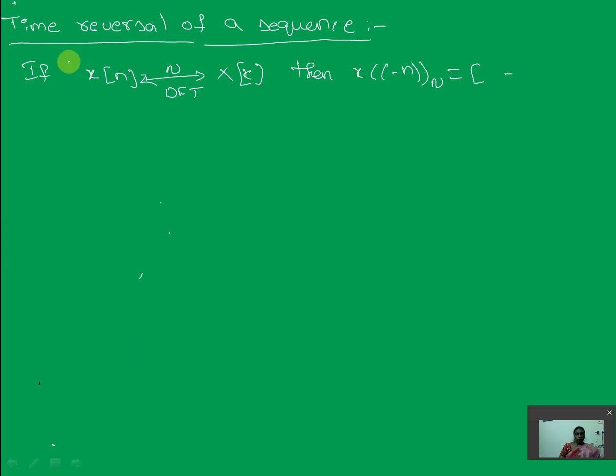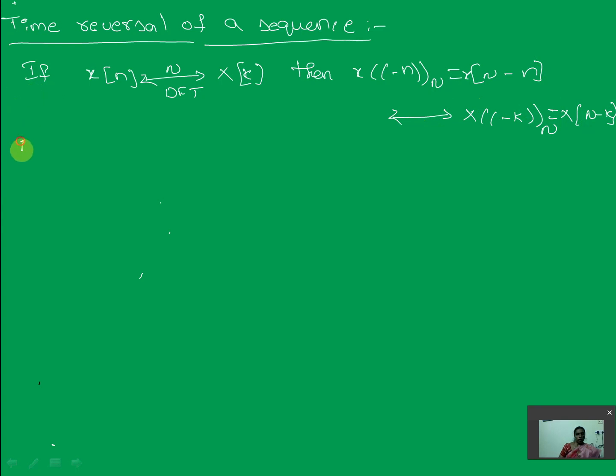What is that? If x of n has the N-point DFT x of k, then x of minus n modulo N, that is x of N minus n, has the DFT x of minus k modulo N, that is x of N minus k.